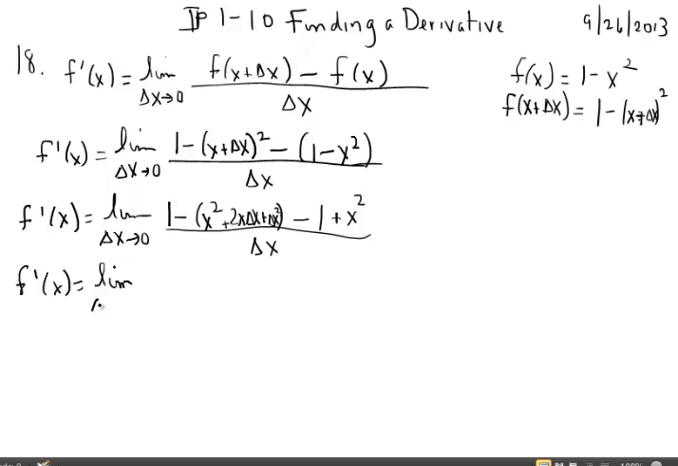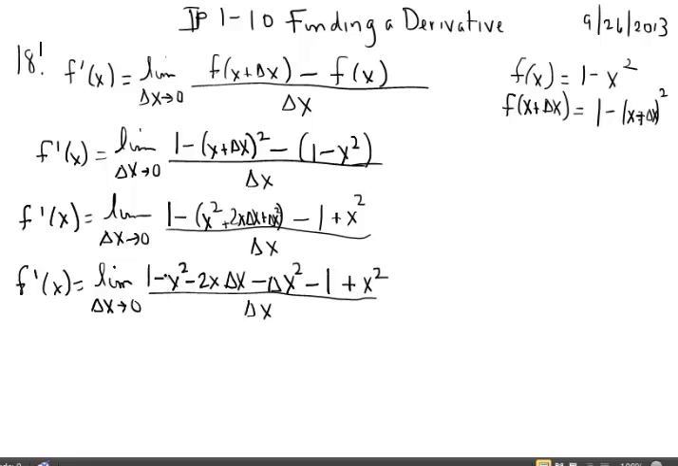I haven't used the limit part of my problem as of yet, so that still comes down. Okay, let's distribute the subtraction sign through here. So all the signs change, minus 1 plus x squared. Okay, so now at this point we can start to clean up the numerator. Noticing that the remaining terms all have a common factor of delta x, so I'm going to factor that out so I can divide it with the denominator.